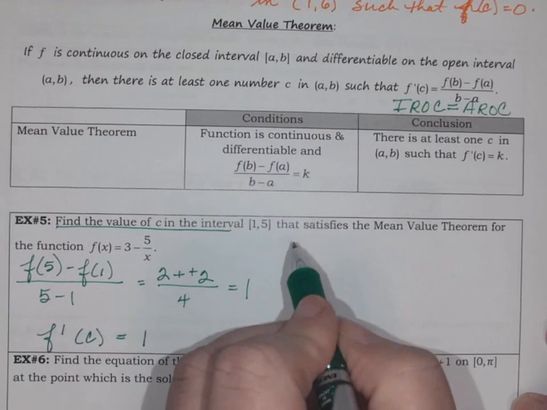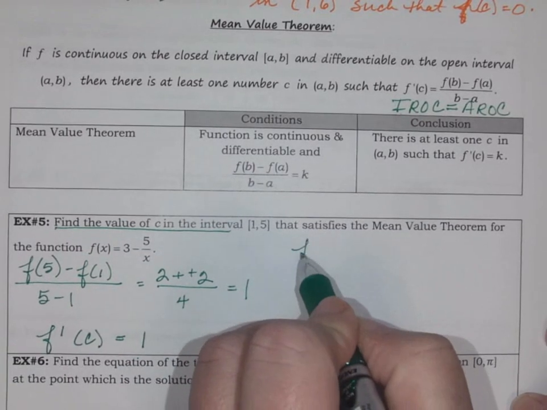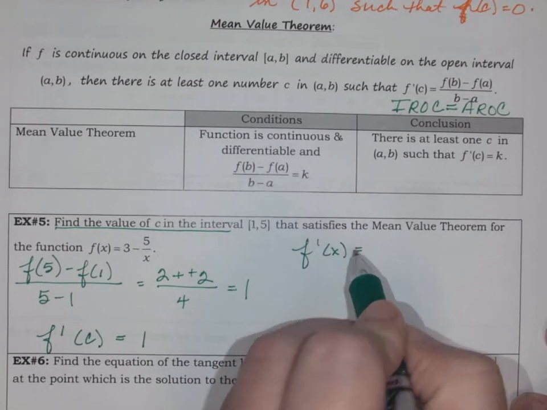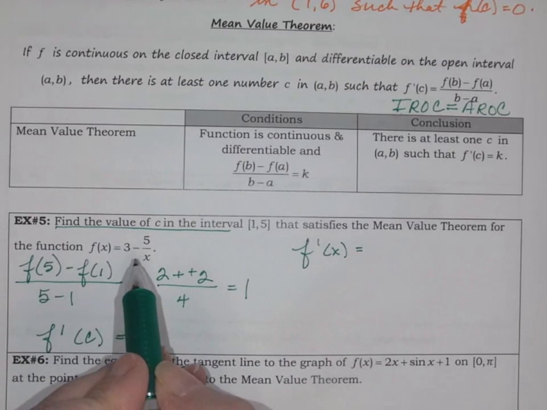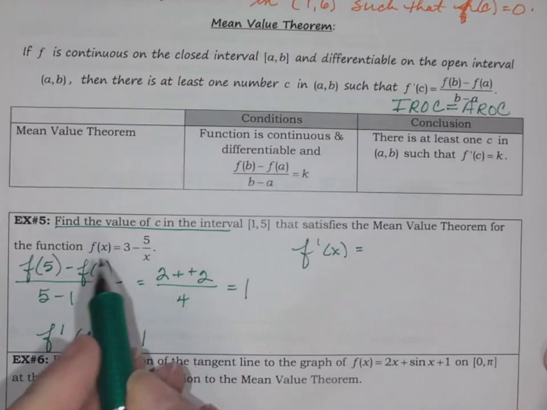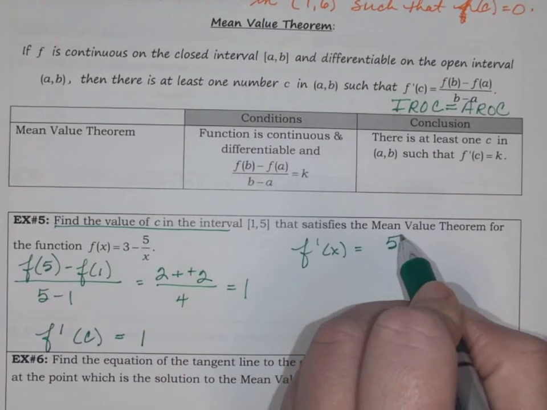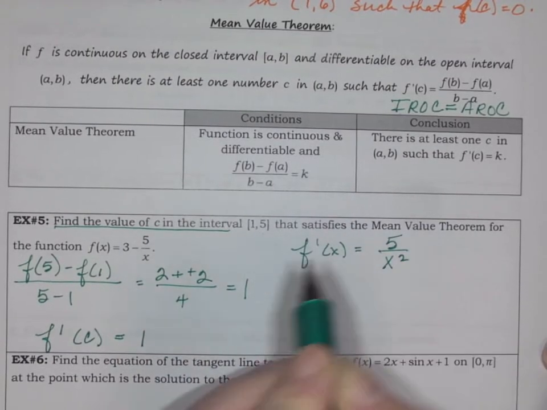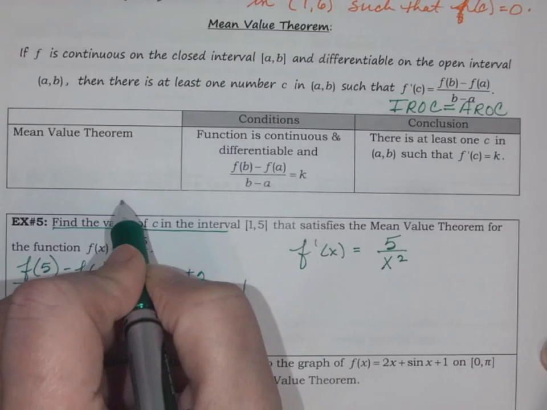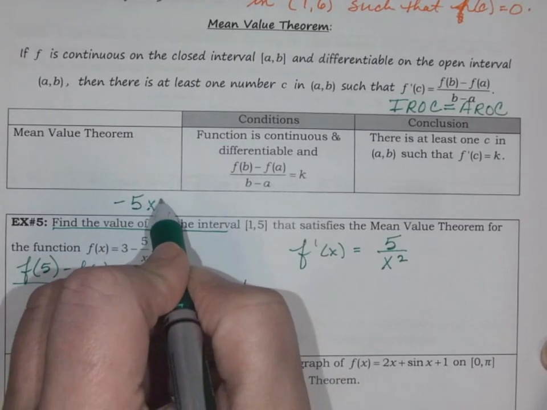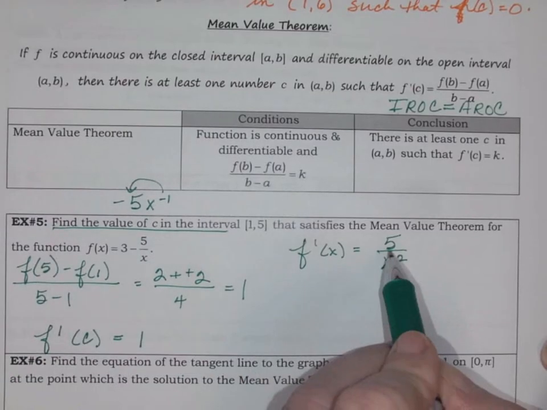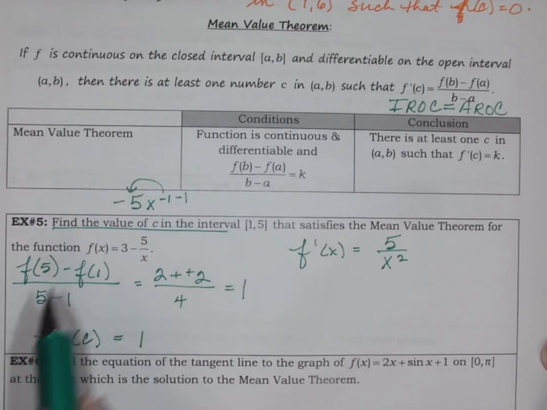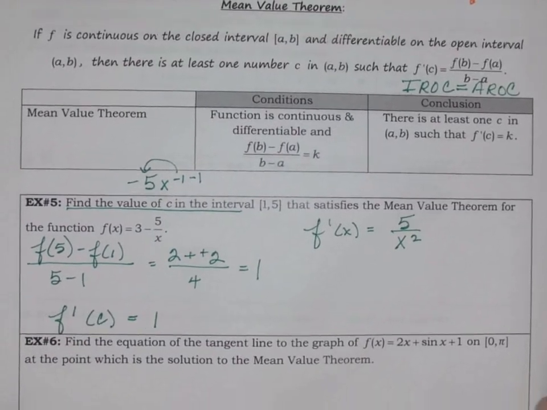So what we need to do is find f prime of x using our derivative rules. The derivative of 3 goes away. The derivative of negative 5 over x is a positive 5 over x squared. Remember that is a minus 5x to the negative 1. We bring our negative 1 in front, which turns it positive, and then we subtract 1 off of our exponent.